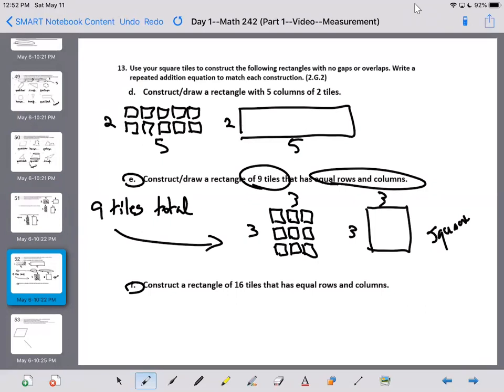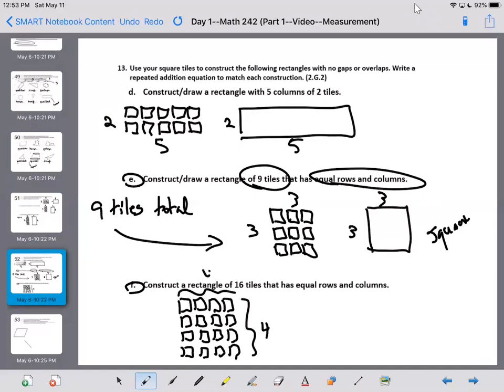Construct a rectangle of 16 tiles that has an equal number of rows and columns. So now they gather their 16 tiles. You're not telling them at all how they need to construct it. You're just giving them the total amount. And as they're building this, they come to the idea that this is going to be a 4 by 4, and that would be another square, another rectangle, a quadrilateral, a rhombus.